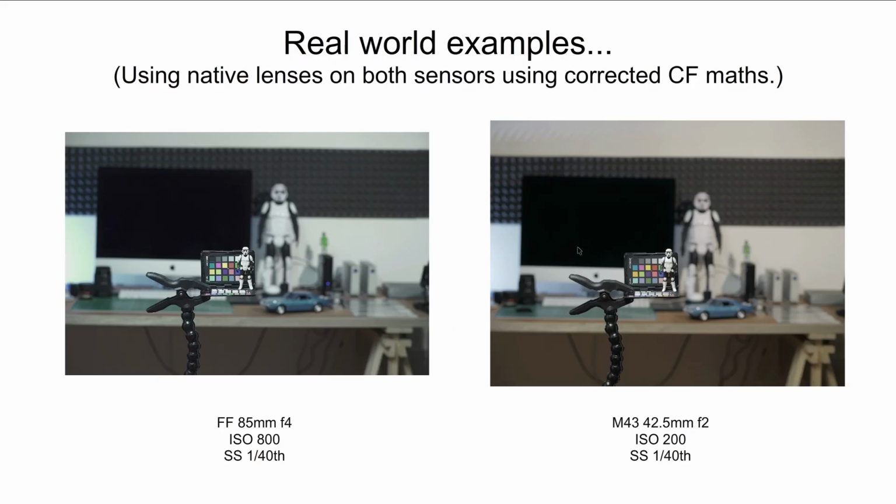So real world examples. So here we now have a full frame, Micro Four Thirds. They both have now native lenses. So we've done our crop factor on our focal length to get the same framing. Now, just mention that the Micro Four Thirds is slightly squarer than the full frame. It's just the aspect ratio. The framing is as close as I could get it, but you should obviously keep that in mind. So a full frame is now at 85mm, right? Our Micro Four Thirds is at 42.5mm because we applied our crop factor. Our aperture is at f4 on the full frame and f2 on the small sensor because we've applied our crop factor. Our ISO is at 800 on our full frame and it's at 200 on our Micro Four Thirds. And the shutter speed is the same.